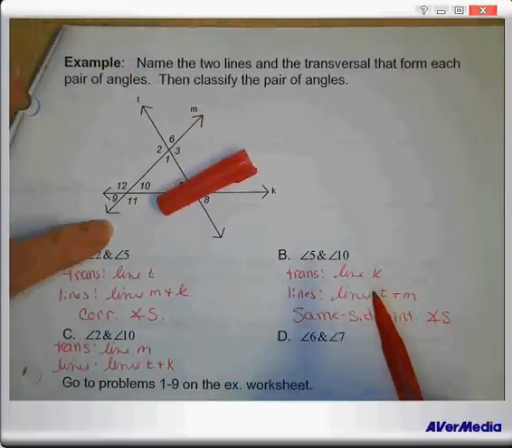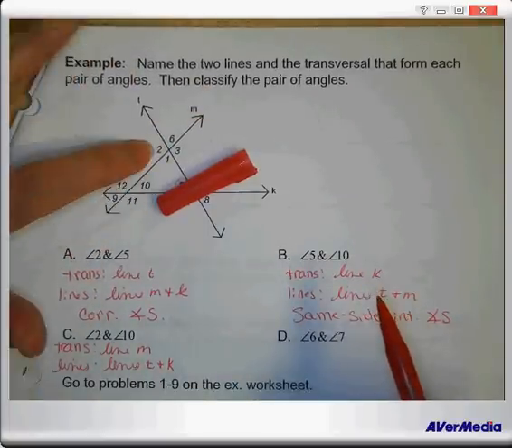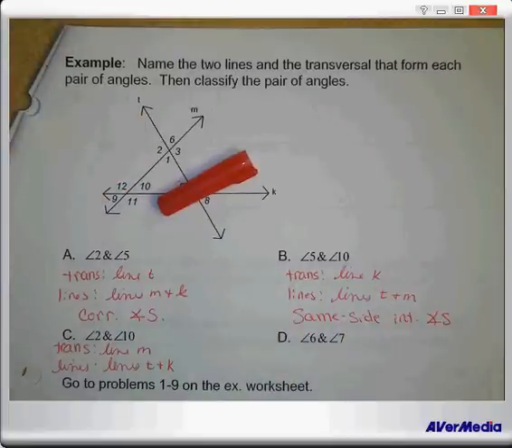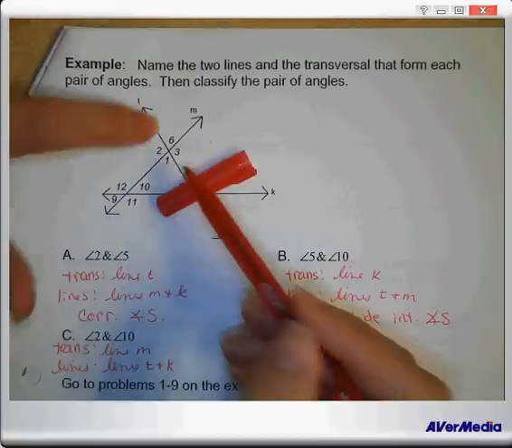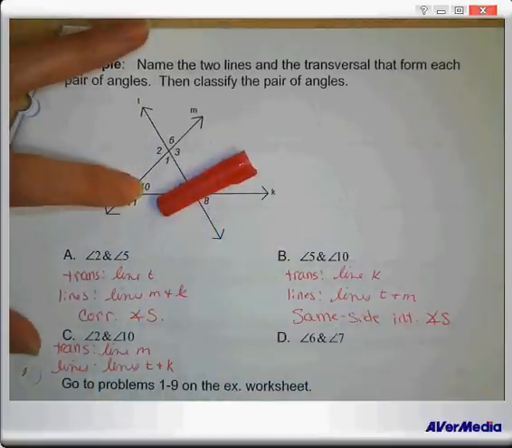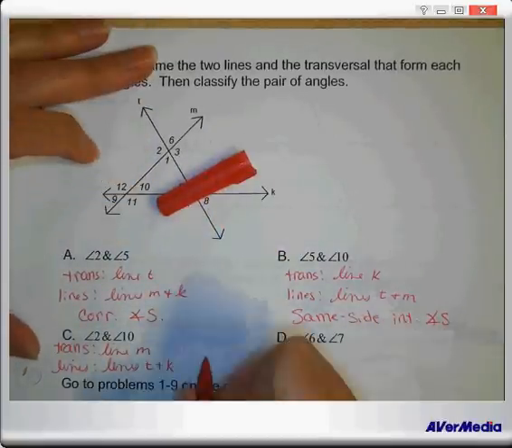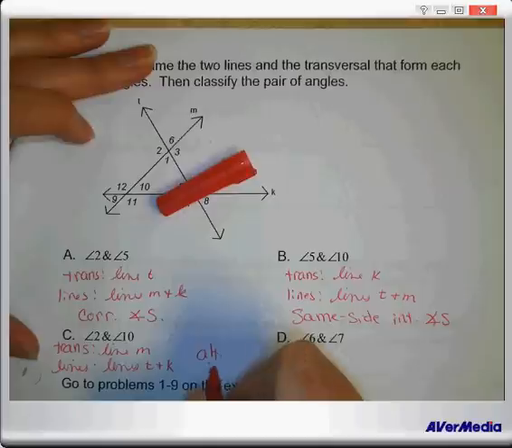Well, if this is my transversal, notice they're on opposite sides. Right away, that should be ding, ding, ding, either alternate interior or alternate exterior. So I look, here's my 2, here's my interior. So those are going to be alternate interior. All right? So, alternate interior angles.